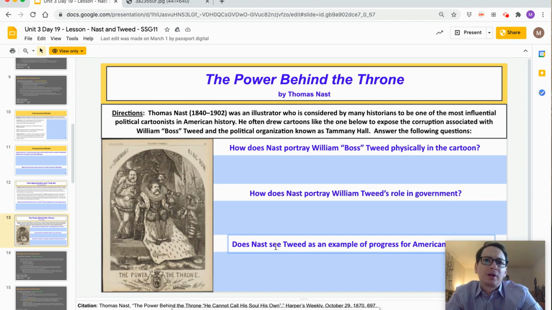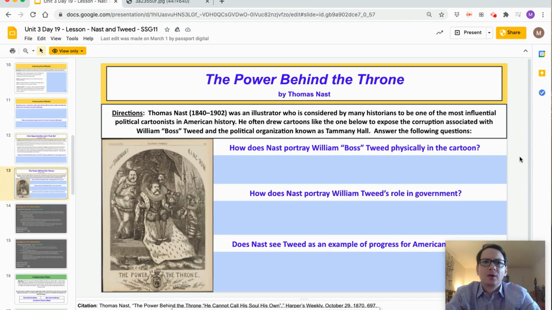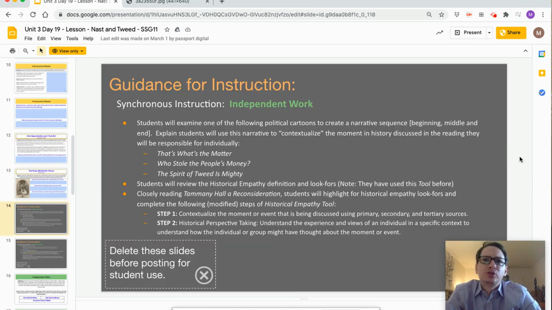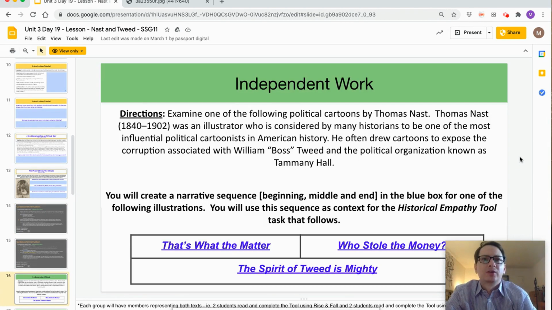It might also be a good idea to ask students to connect the Plunkett text with this cartoon and even use some of those vocabulary words from the beginning of the lesson in their responses. Making the connection between these components of the lesson would really aid the students in establishing the historical context of Tammany Hall.